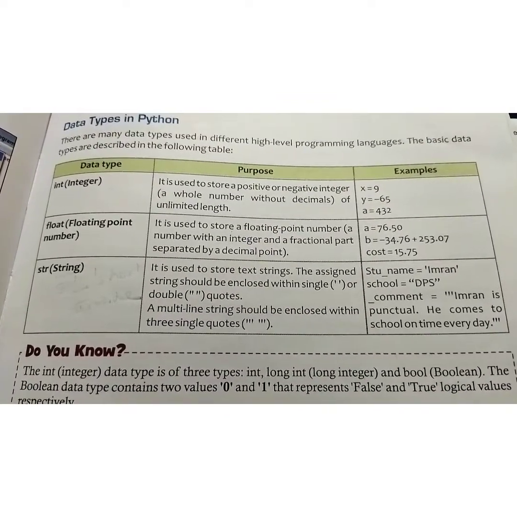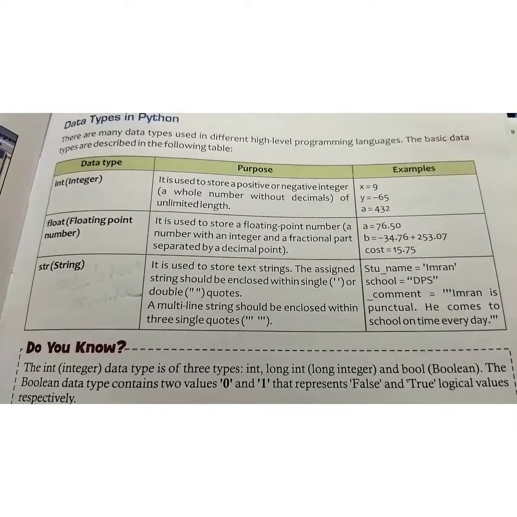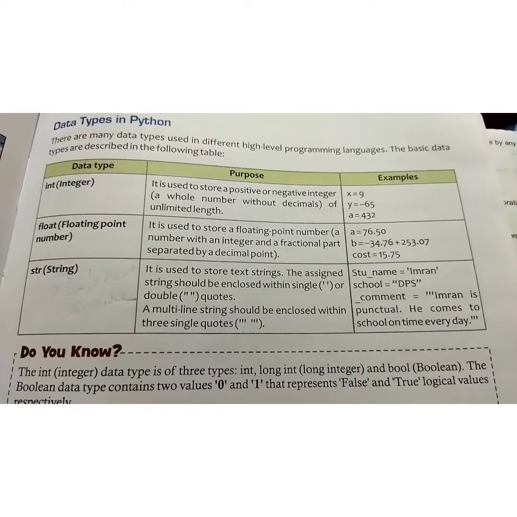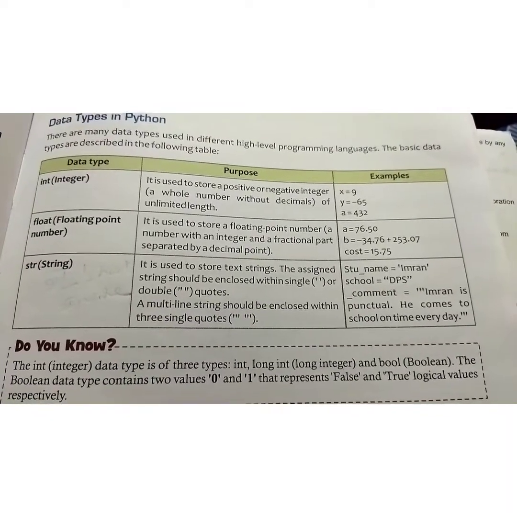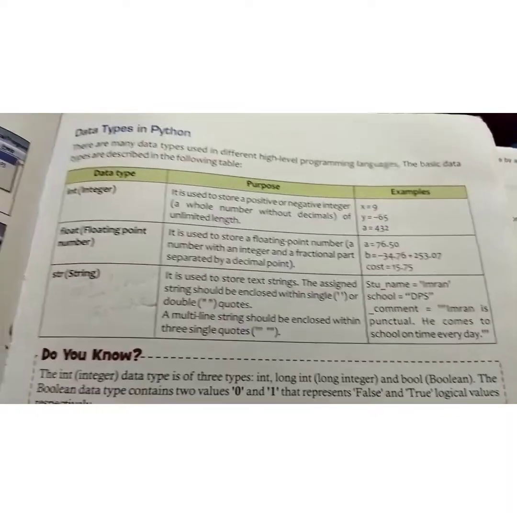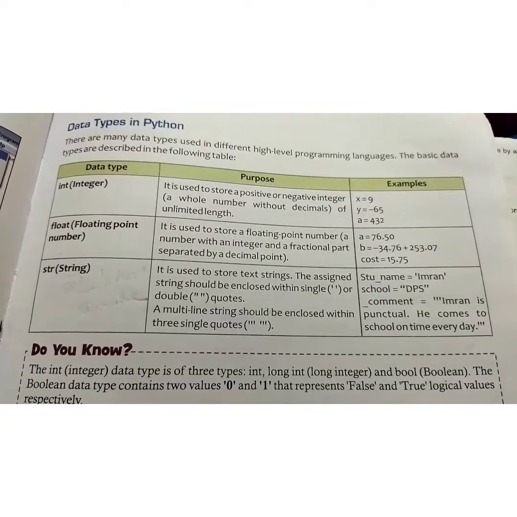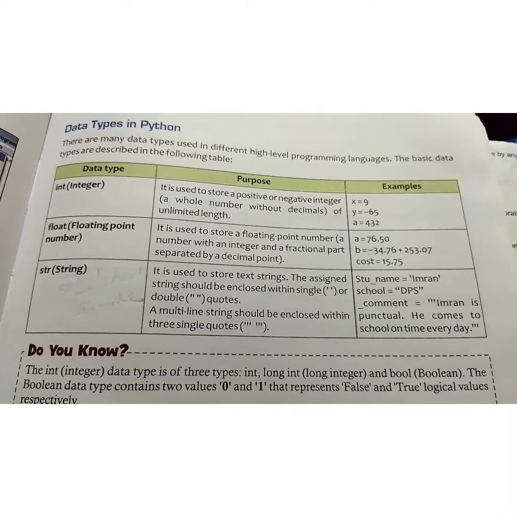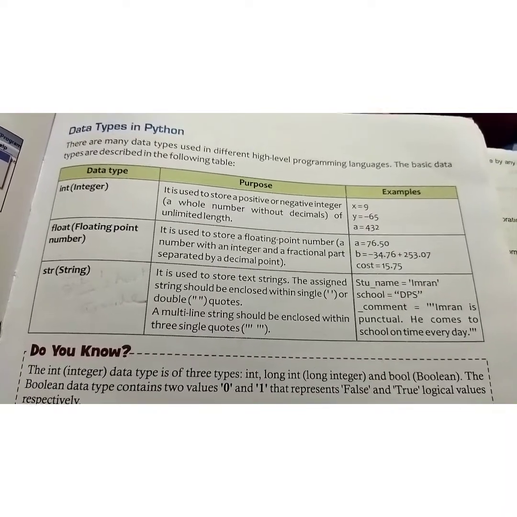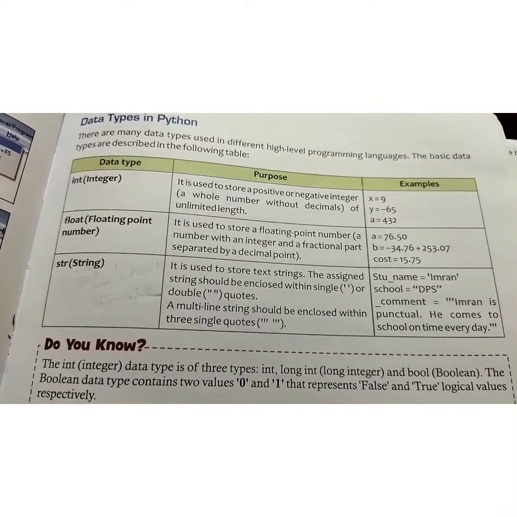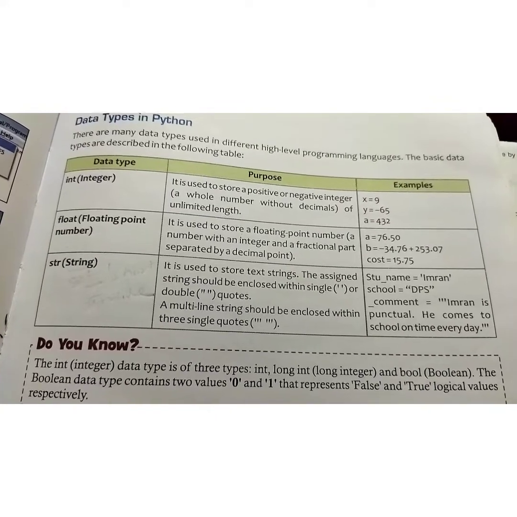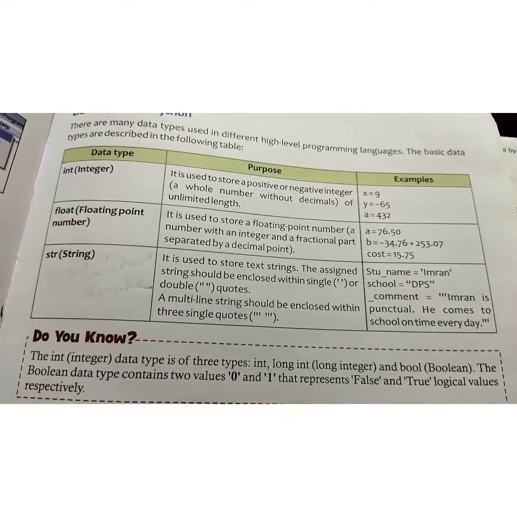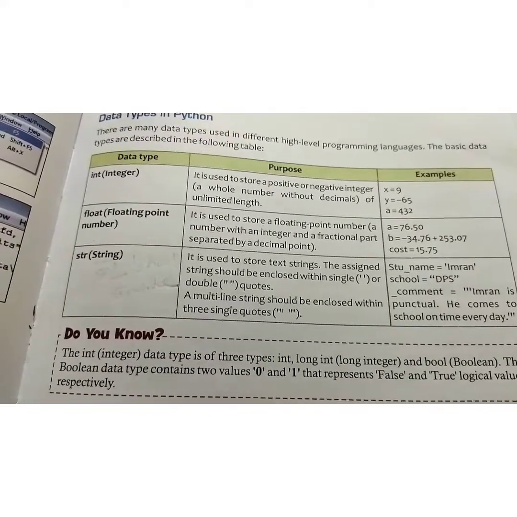Next data type name is str, meaning string value. Its purpose is to store text strings. The assigned string should be enclosed within single quotes or double quotes. A multi-line string should be enclosed within 3 single quotes. Examples are: student name is Imran, school is TPS, comment: Imran is punctual, he comes to school on time every day. So this is an example of a string value.